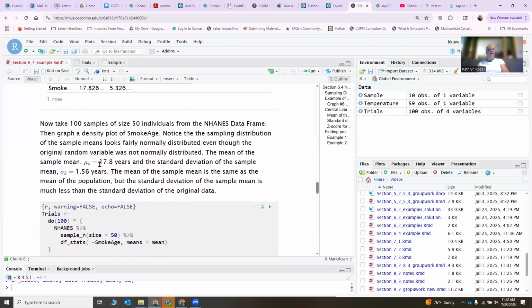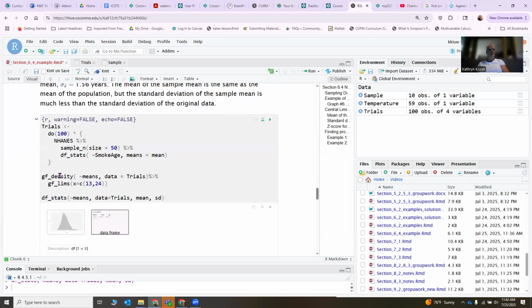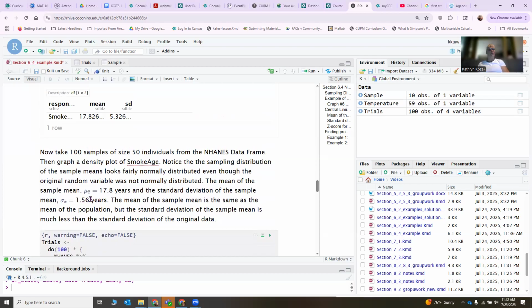Looking at this, we can call this the mean of the sample means. The symbol for this is mu with an X bar. That means it's the mean of those sample means. I calculated those sample means, then I calculated the mean of the sample means, and that's 17.8 years. And the standard deviation looks like it's 1.25. Again, this is the standard deviation of those sample means. This is the symbol we use for it, but it really is just thought of as the standard deviation of the sample means. The mean of the sample means is almost exactly the same as the mean of the original population. Standard deviation is smaller though.